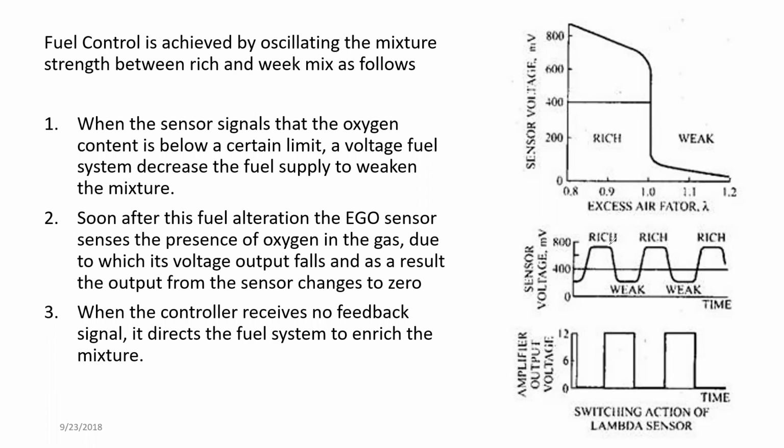At that time the engine cuts down the fuel, and the engine starts to go lean. Once it goes over a certain limit, around 400 millivolts, the fuel system increases the fuel again. So this cycle is going to continue as long as the engine is running. This is happening in a very fast manner, right?